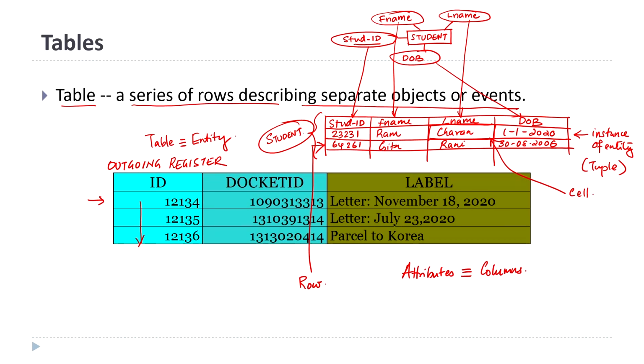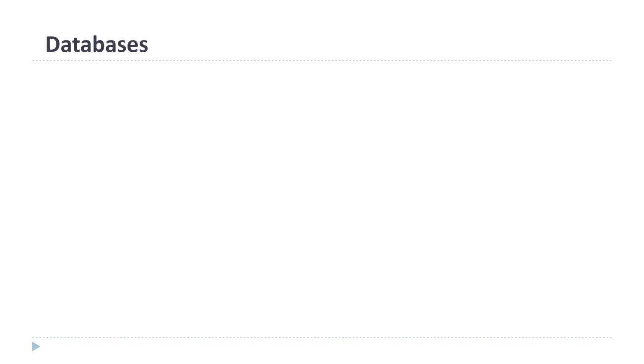So, I hope now you guys have a mapping of how an entity translates to a table and what the different aspects of it are. Then, databases. So, what is a database? We have seen what a cell is, what a row is, what a table is, and the connection between the cell, the columns, the rows, entities, attributes, etc. So, then what is a database?